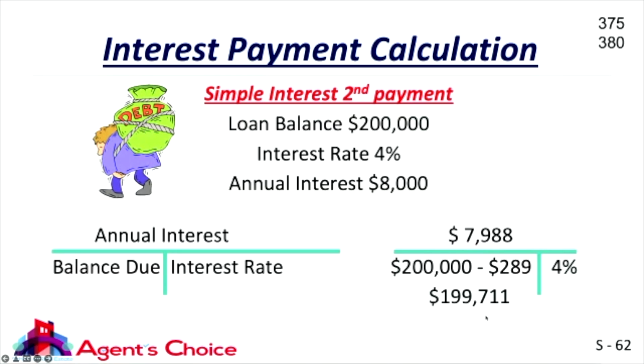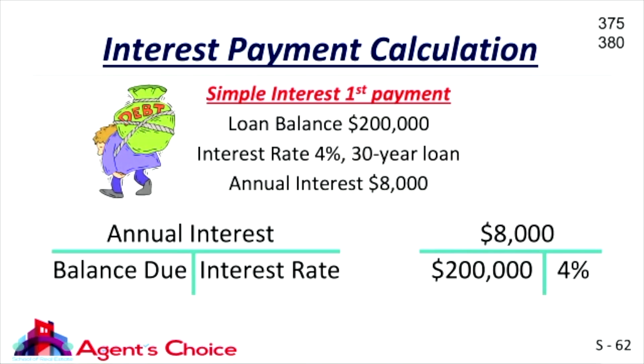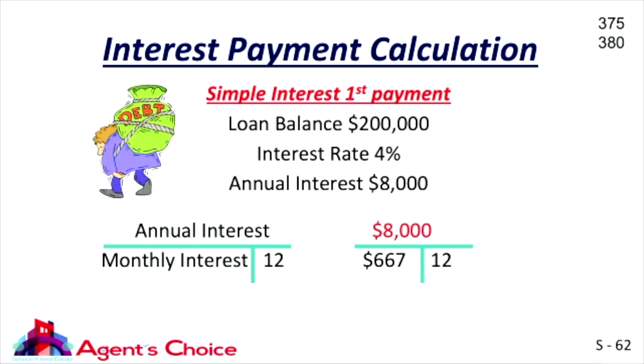Go ahead. Is that a question? What kind of number is this, 289, from where? We got that because we calculated the annual interest. Yeah, we calculated the annual interest. We realized that 8,000 per year is the same as 667 per month.